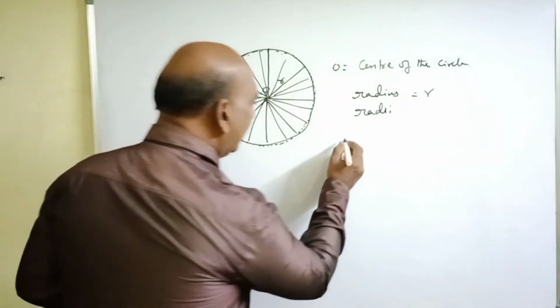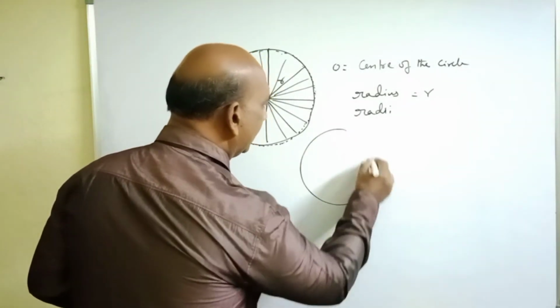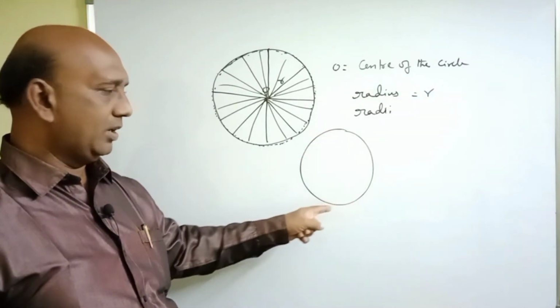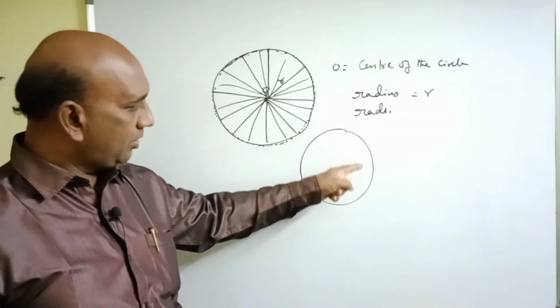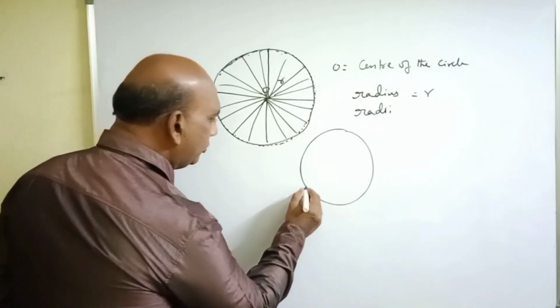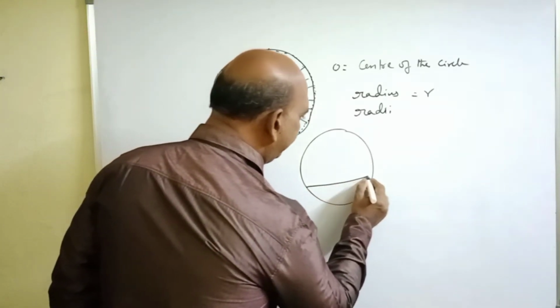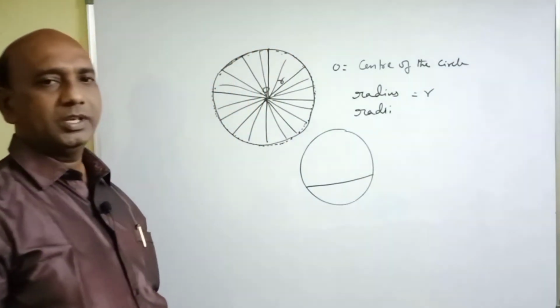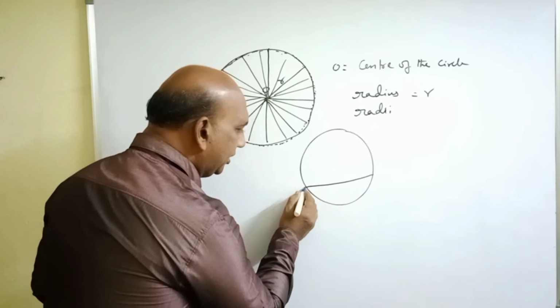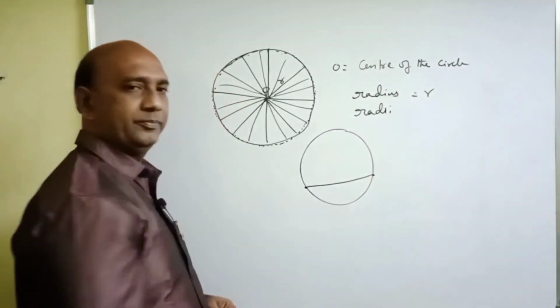Next, let us take another circle like this. This is the pattern of infinite number of points. All these are points on the circle. So, if we join any 2 points on the circle, I have drawn this line segment from this point to this point.